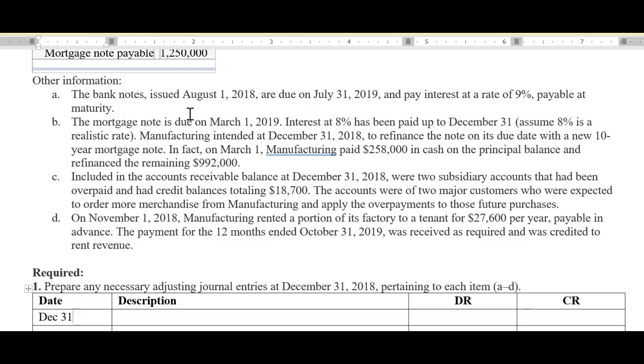A bank note issued August 1st, 2018 is due on July 31st, 2019 and pays interest at a rate of 9% payable at maturity. So think about that. We have a note. It does accrue interest at 9%. Would we need to do an adjusting entry at the end of the period? Well, of course, because at that point we have accrued interest that we haven't paid yet from August 1st of 18 through December 31st of 2018.